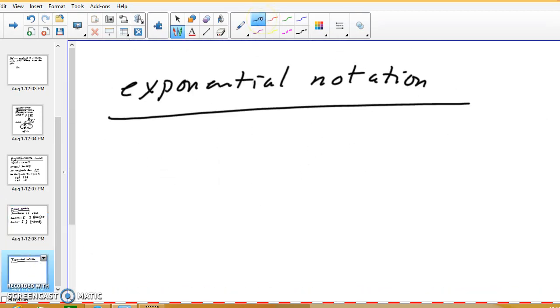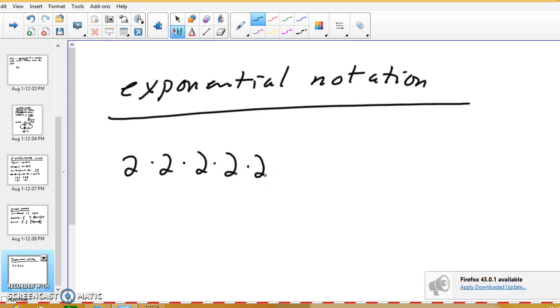And then the last thing is exponential notation. Okay, so say we run into a situation where we're saying 2 times 2 times 2 times 2 times 2. Now, we could just write all that out, or we could also just say 2 raised to the 5th. Again, it's 2 multiplied by itself 5 times, like you see here.